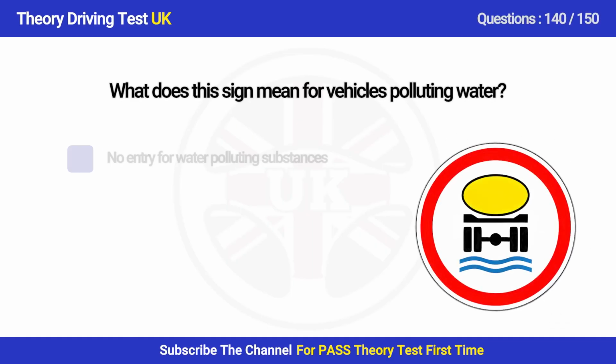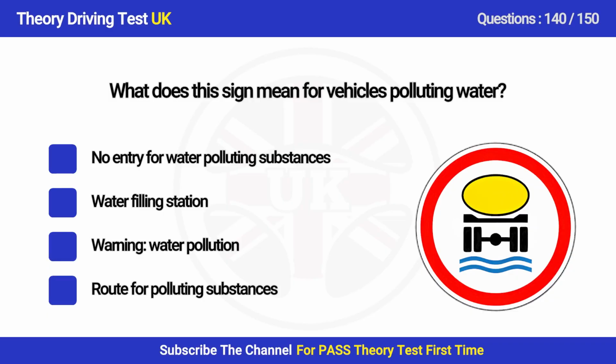Question 140. What does this sign mean for vehicles polluting water? A, no entry for water polluting substances, B, water filling station, C, warning water pollution, D, route for polluting substances.